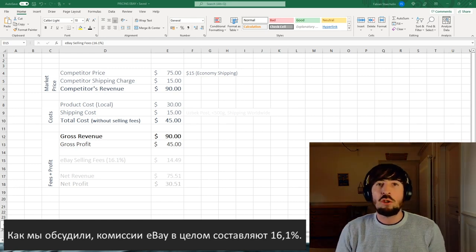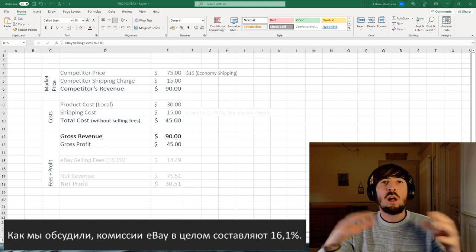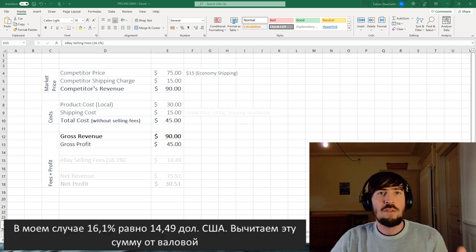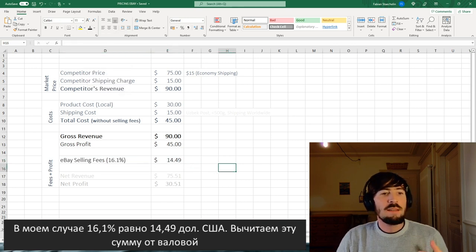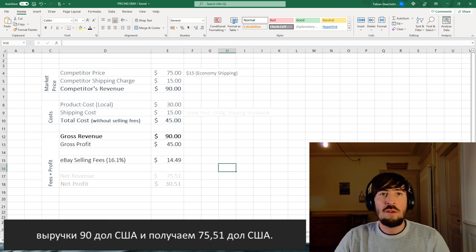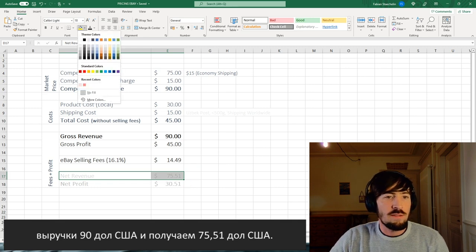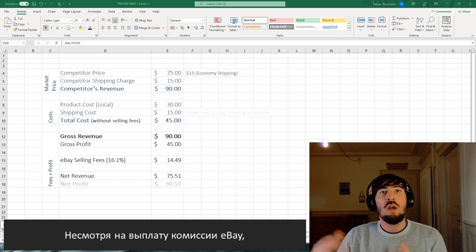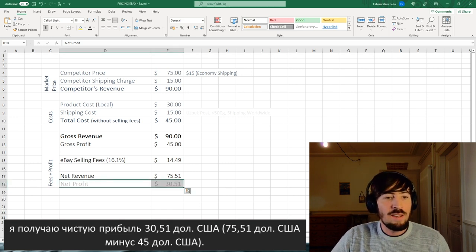Now, as we know, eBay charges selling fees and there is a fee to withdraw your money to your local bank account. Altogether, these fees add up to 16.1%. In this example, my fees total $14.49. And if I subtract those fees from my total revenue, I get my net revenue, which in this case is $75.51. So unfortunately, I had to share a little bit of my revenue with eBay, but I still have enough revenue to make a profit. And in this case, my profit will be $30.51.